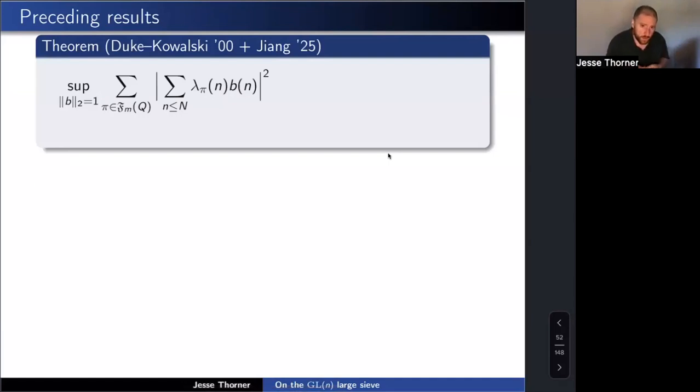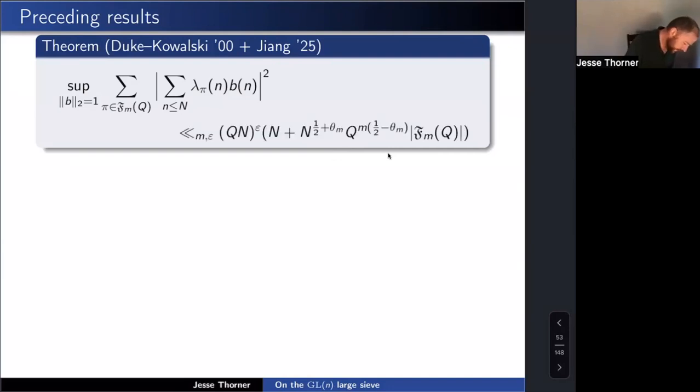So what Duke and Kowalski proved in 2000, and I'm going to include in my discussion of this a small upgrade that comes from recent work of Yujiao Jiang, we obtained the following result. So this is the left-hand side of the large sieve inequality that we want to establish for frac M of Q. And what they established is the following bound.